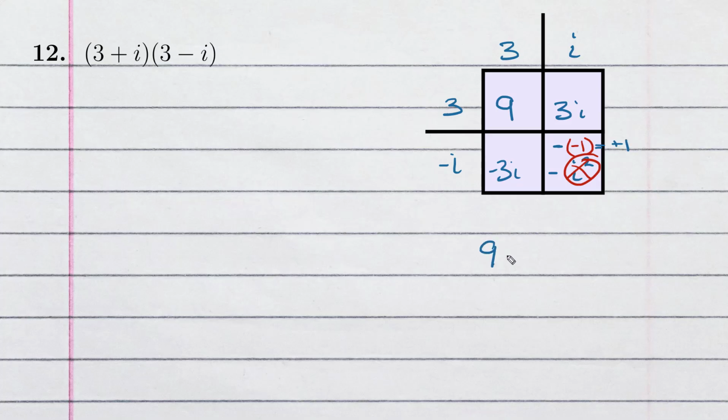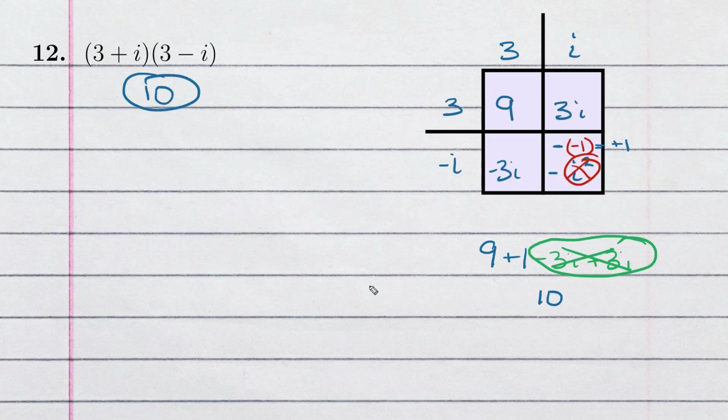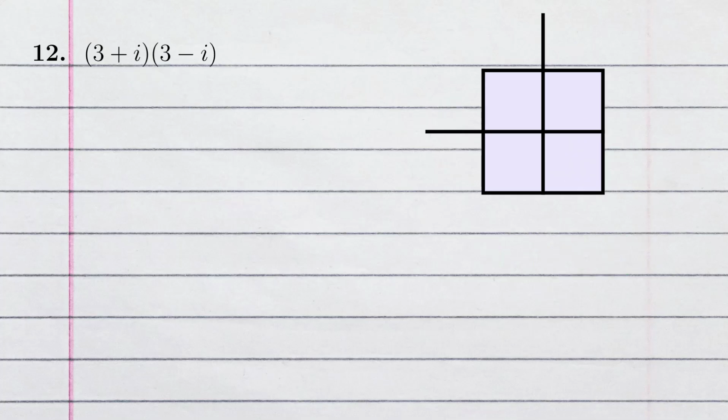So our real part is 9 plus 1. Our imaginary portion is negative 3i plus 3i. These cancel out, leaving me just with my real portion, which is 9 plus 1, aka 10. So 10's my answer. Let's do a couple more where we have something besides an i at the end. So let's look at this one.